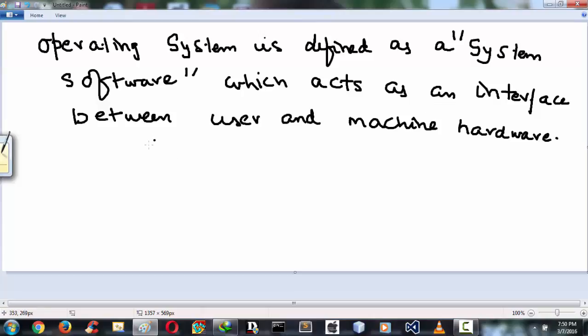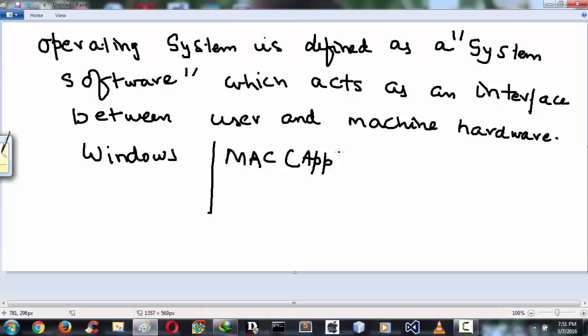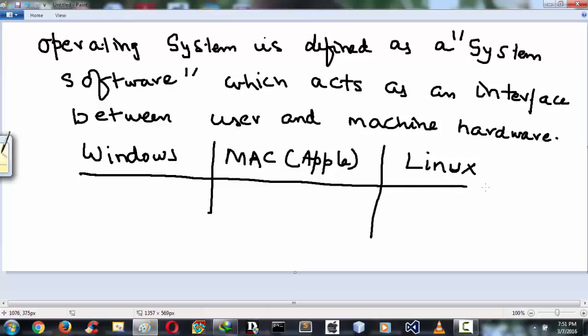In today's world we have a wide variety of operating systems divided into three main platforms. The first one is the Windows platform. The second one is Mac, or Macintosh from Apple, the Mac operating system. And also we have the free Linux world. These are considered the three main platforms we have today.